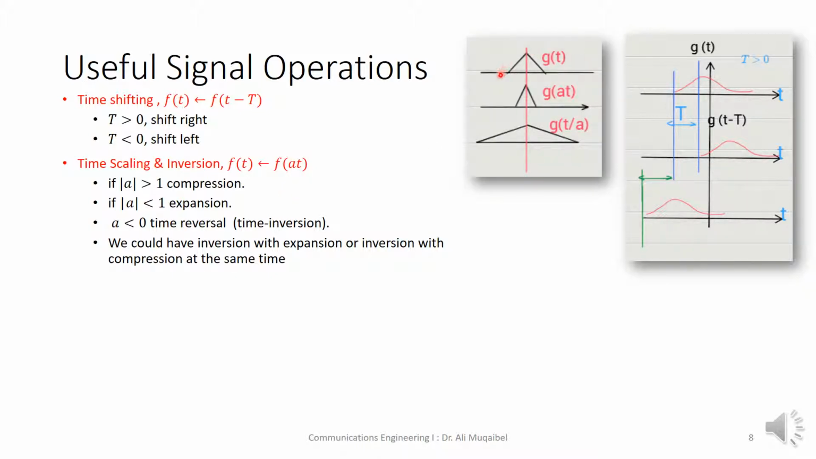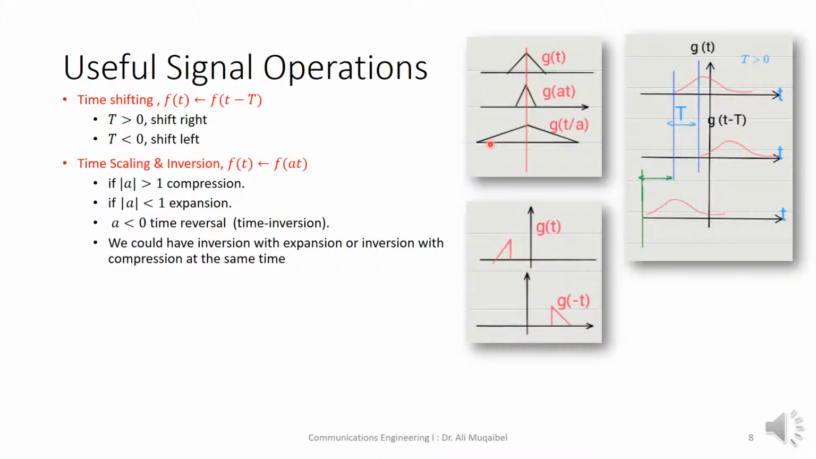So this shows you the original signal, the compressed version of the signal, and the expanded version of the signal. Time reversal means whatever is on the left side of the x-axis will be flipped to the right and vice versa. So the flipping is around the y-axis. This is time reversal.